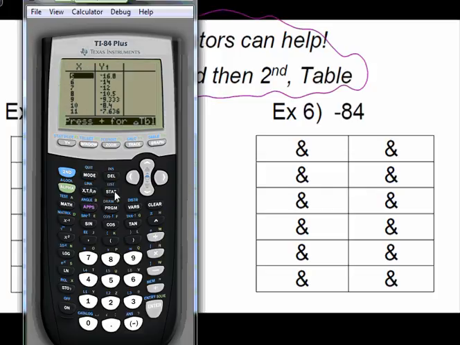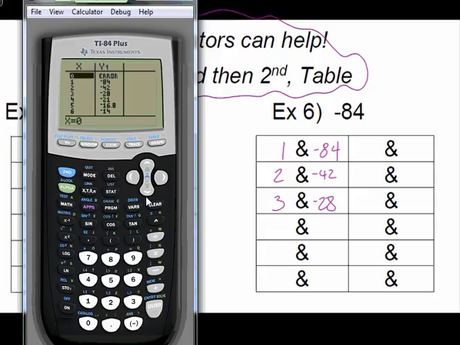Second graph. That's my table. Going back here to 0. So I have 1 and negative 84. I have 2 and negative 42. I have 3 and negative 28. I have 4 and negative 21. 5 is not a perfect factor. 6 is. 6 and negative 14. And we go down a little further here.